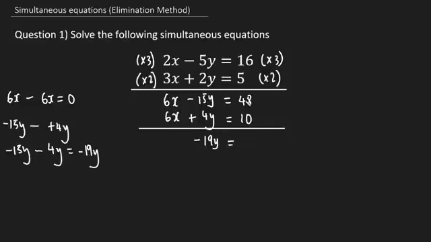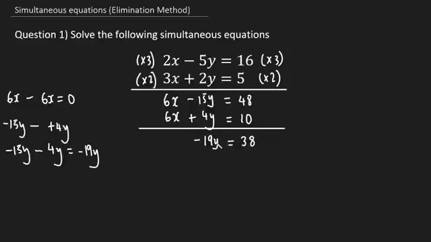And this is equal to 48 minus 10, which is 38. And that's the second step done. The third step is to find y. And how we do this is by rearranging for y. This is why you need to know how to solve linear equations. This is where it comes into play.